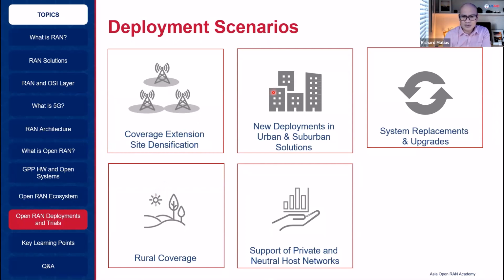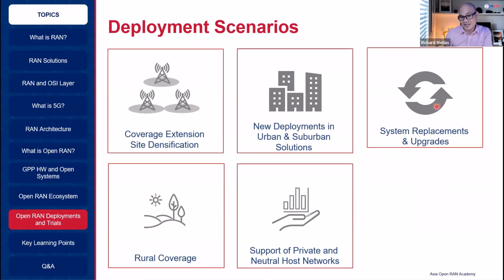New deployments in urban and suburban areas, specifically, for example, for small cells. Additional capacity, like massive MIMO sites. Okay? Site replacement: if you want to replace your equipment, you can already go Open RAN. Or, this is nice, when there is a new operator.